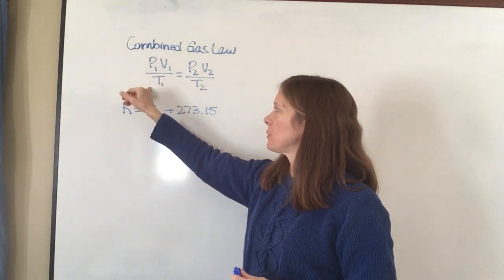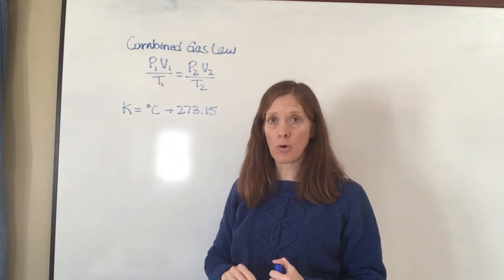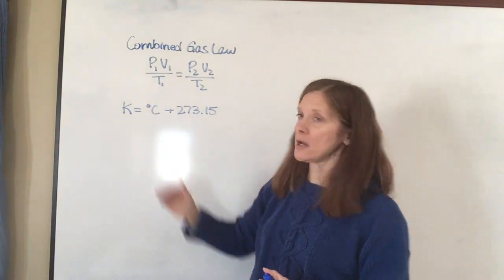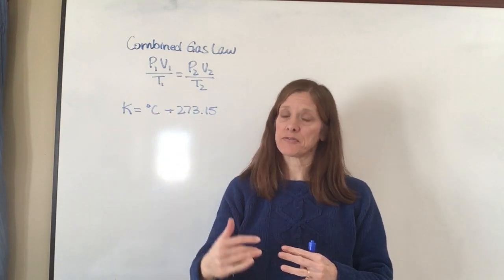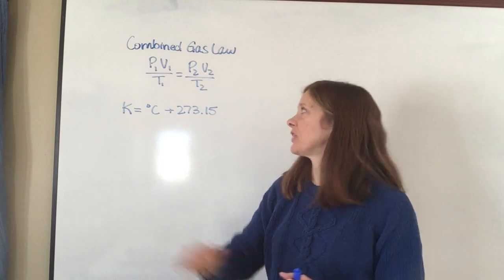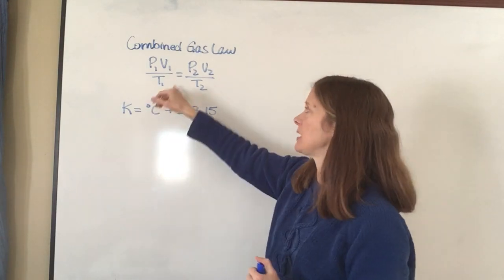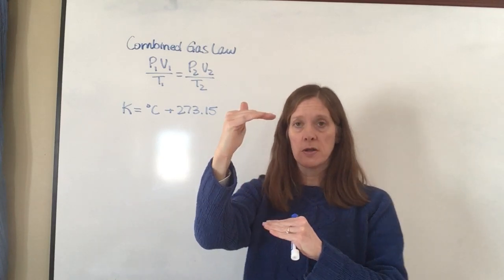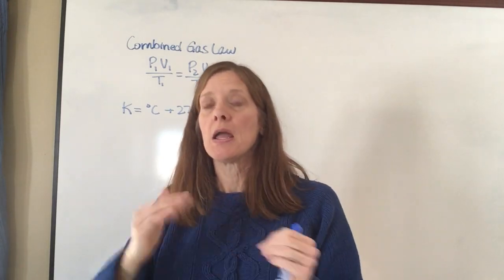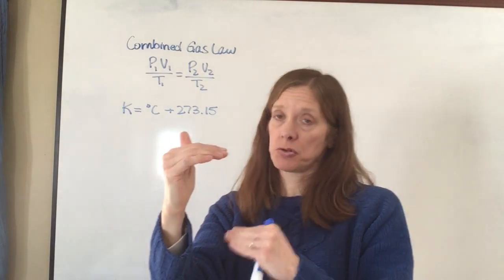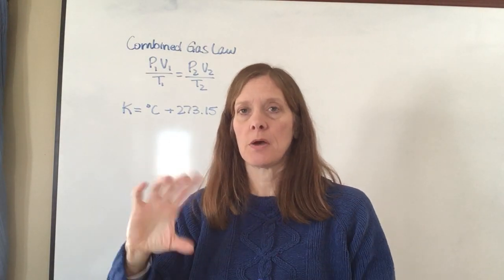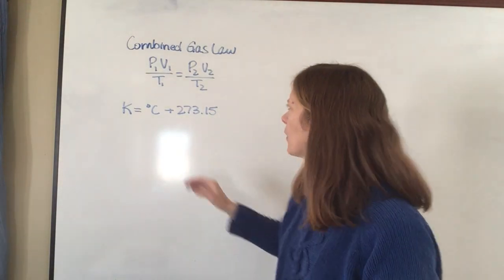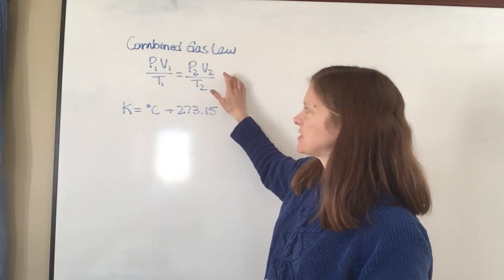Since pressure and temperature are above each other, if one goes up, the other one's going to have to go up in order to keep the relationship the same. Volume and temperature are the same way since they are above each other, one in the numerator, one in the denominator. If one goes up, the other one's also going to have to go up to keep the ratio the same between them, okay? So this is the combined gas law.